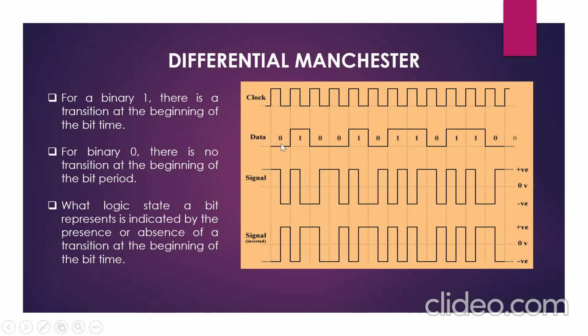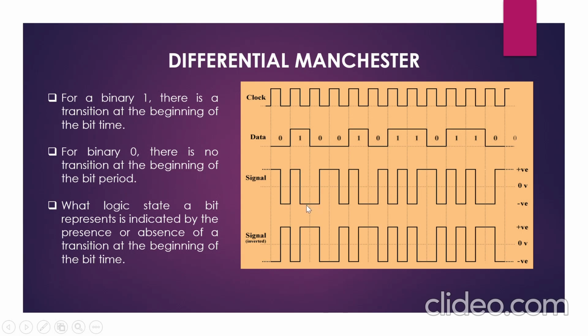So here you can see for a 0, 0 is going to be represented by a positive voltage followed by a transition, as we saw in case of Manchester encoding. Then there is a 1, and at the beginning of the bit time there is a transition from this to this. Now check here, in case of 0, there is no transition.